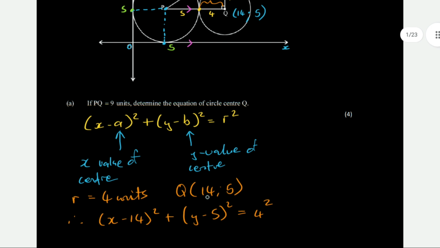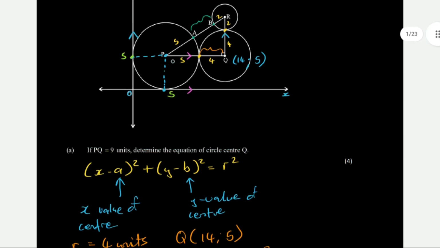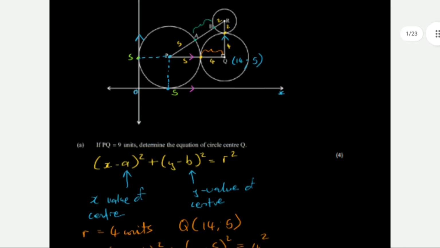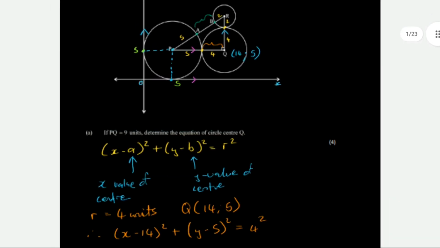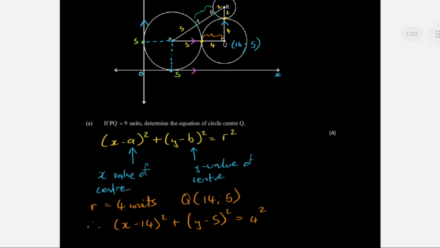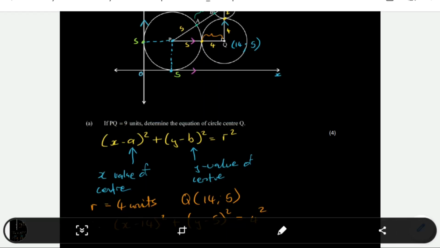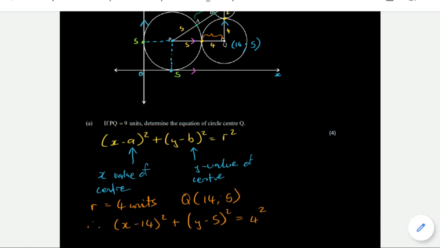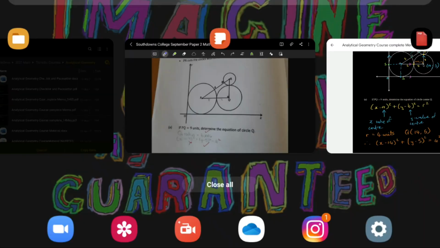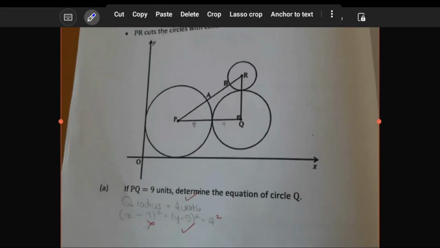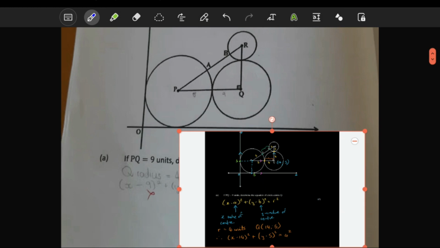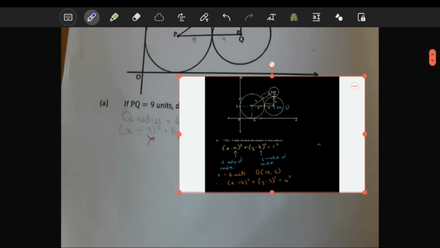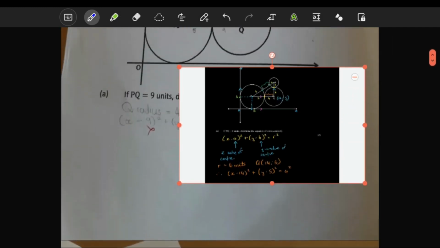That's how we got this 14 here, because here you were just able to get the y and the x value by observation. So let me take a screenshot of what we have here so that I can paste it on this papyrus.